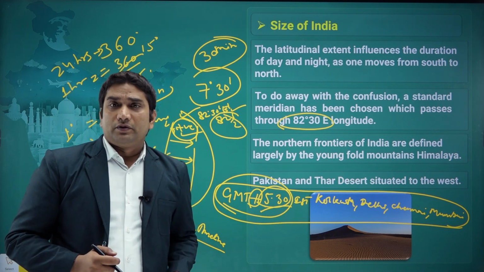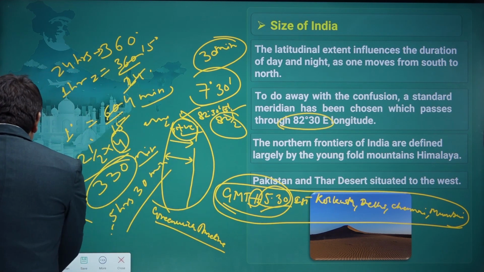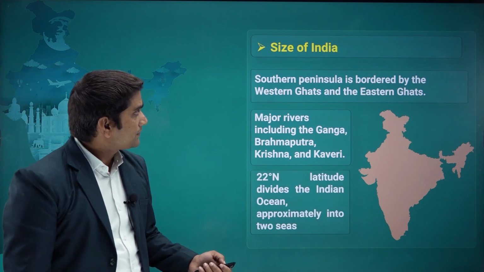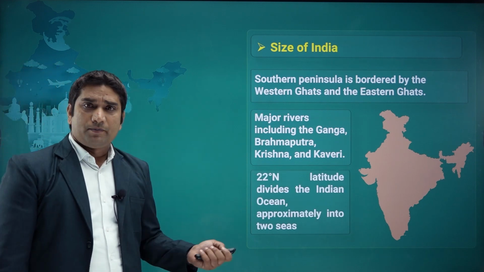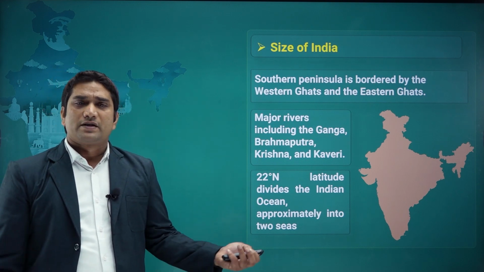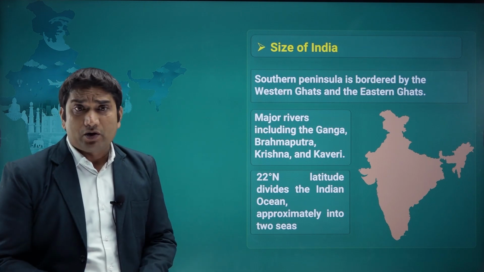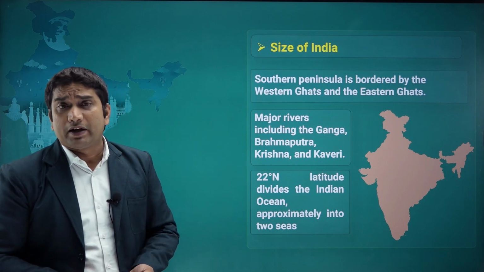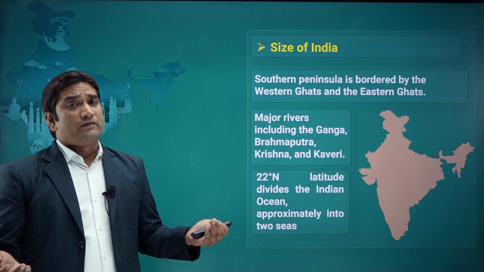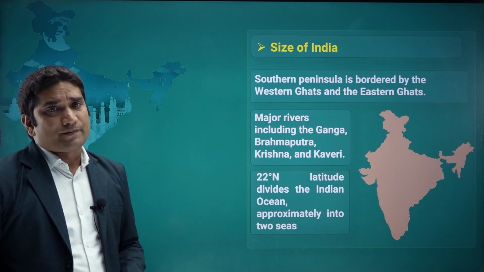Okay, so now the next point from this chapter that we have to cover, that we had already discussed: the southern peninsula is surrounded, or bordered, by the Western Ghats and Eastern Ghats. The Western Ghats play a very important role, and the Eastern Ghats also play a very important role in bringing the monsoon towards the country, and both are again very important from the economic significance point of view.